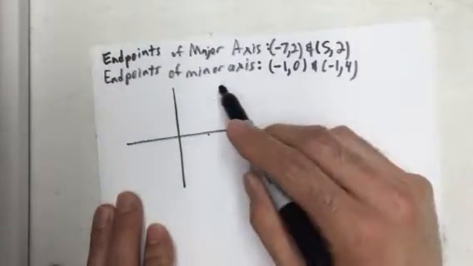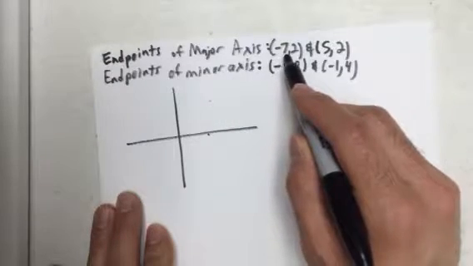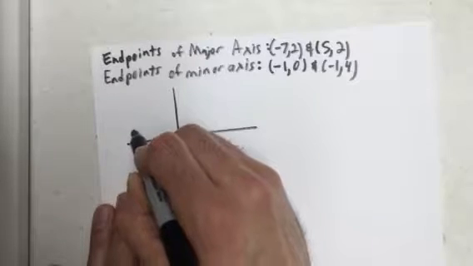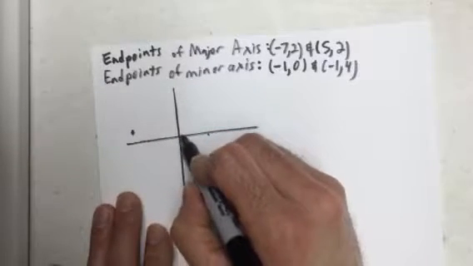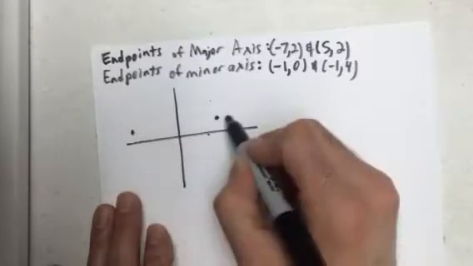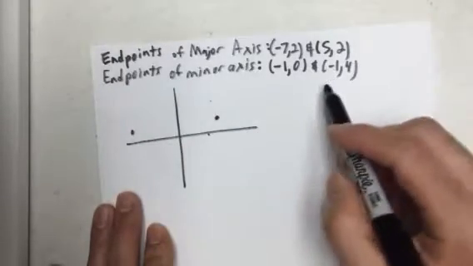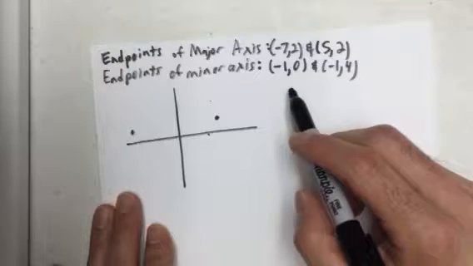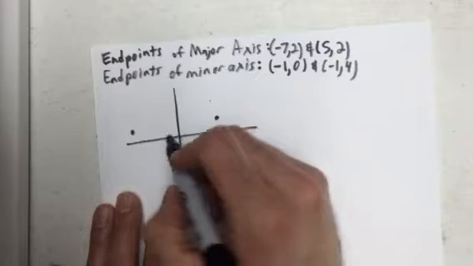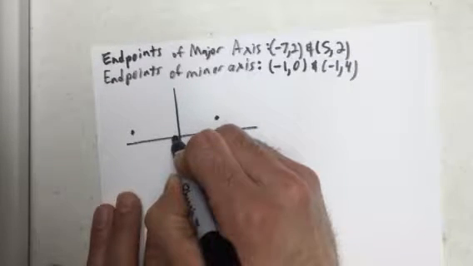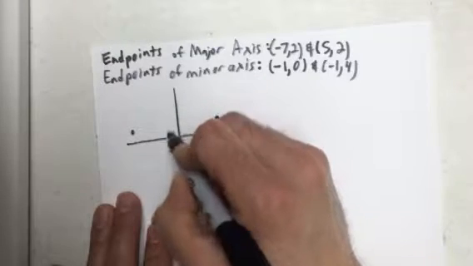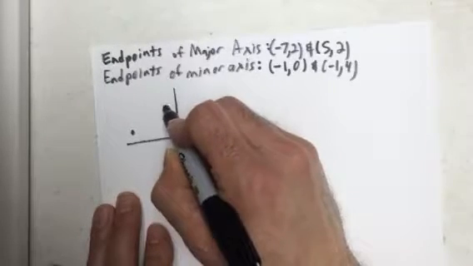It says that the major axis has endpoints of -7, 2 and 5, 2. So -7 and up 2, and then to the right 5 and up 2. So that's the major axis, meaning the longest axis. The minor axis has coordinates at -1, 0 and -1, 4. So -1, 0 would just be right on the x-axis, and -1, 4 would be, if this was where 2 was, up to 4 there.